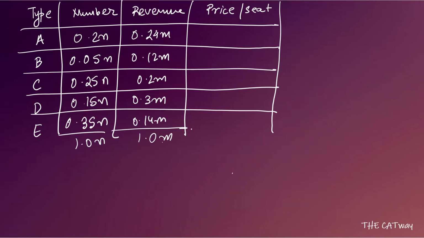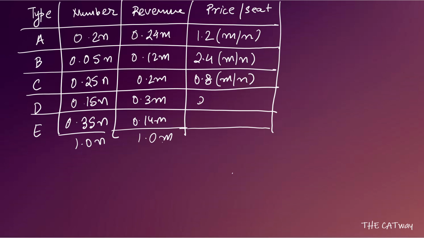Acha, now we can also calculate the price per seat because we have the revenue, we can divide it by number of seats, and we will have our price per seat. Okay, so what we get for A is 0.24 M divided by 0.2 N, which is 1.2 M by N. Okay, similarly we will calculate for every other B, C, D and E. So what we get is 2.4 M by N, 0.8 M by N, 2 M by N, okay, and 0.4 M by N. Okay, so this is what we have as of now.